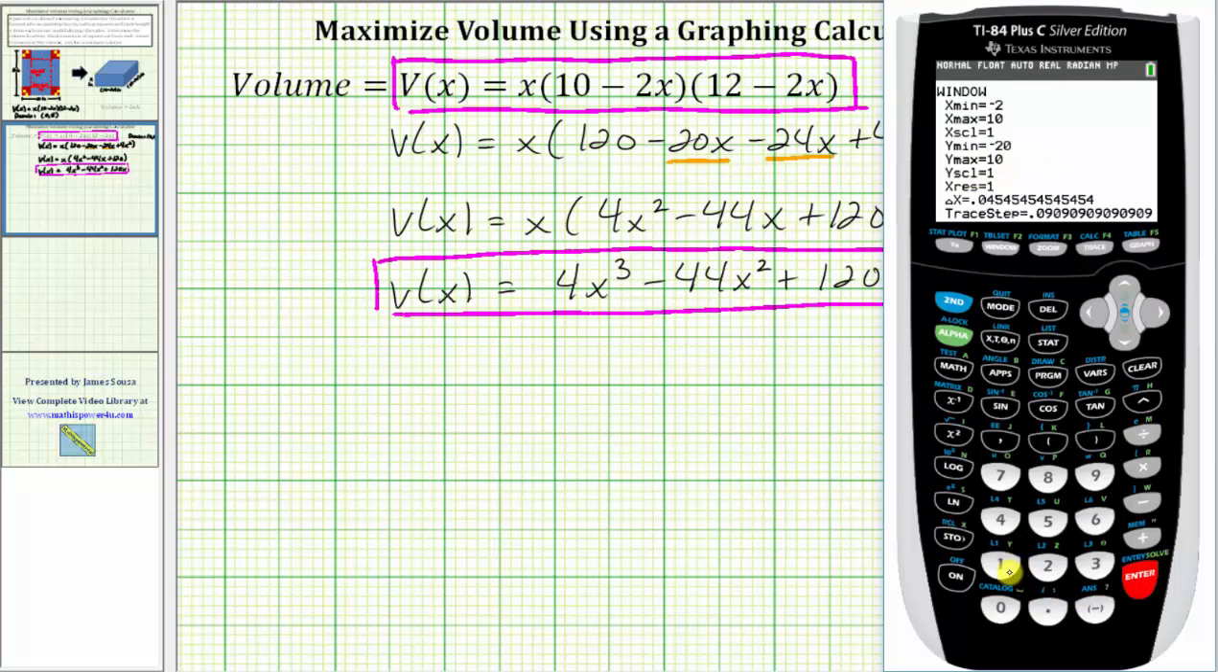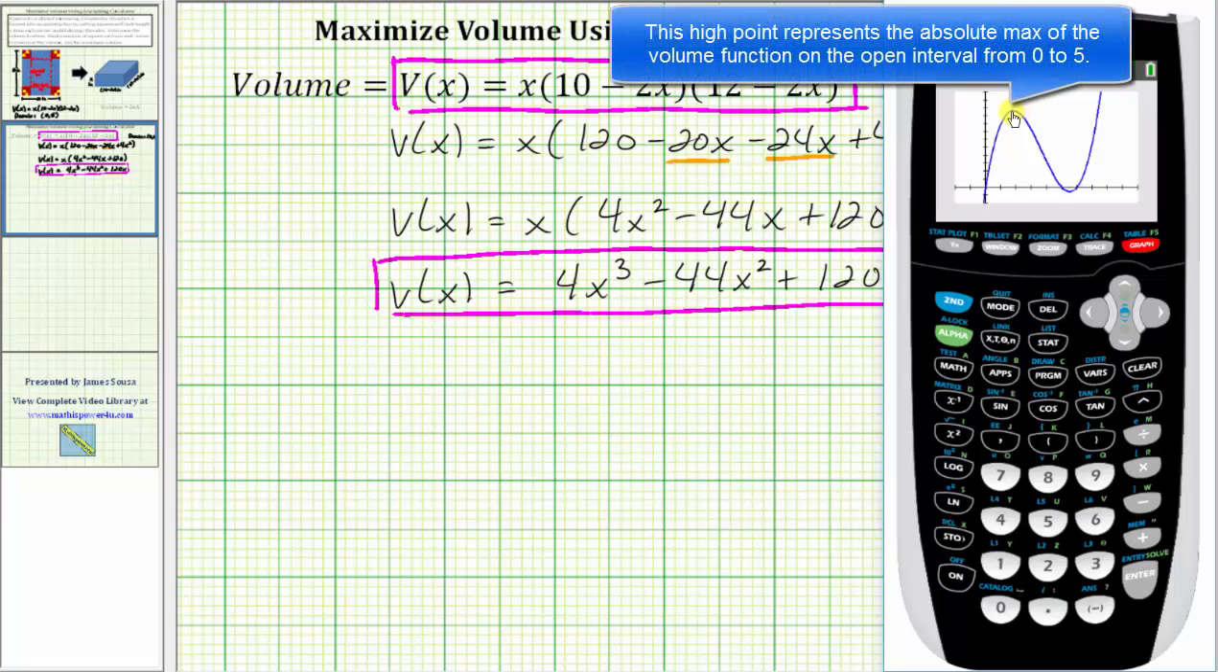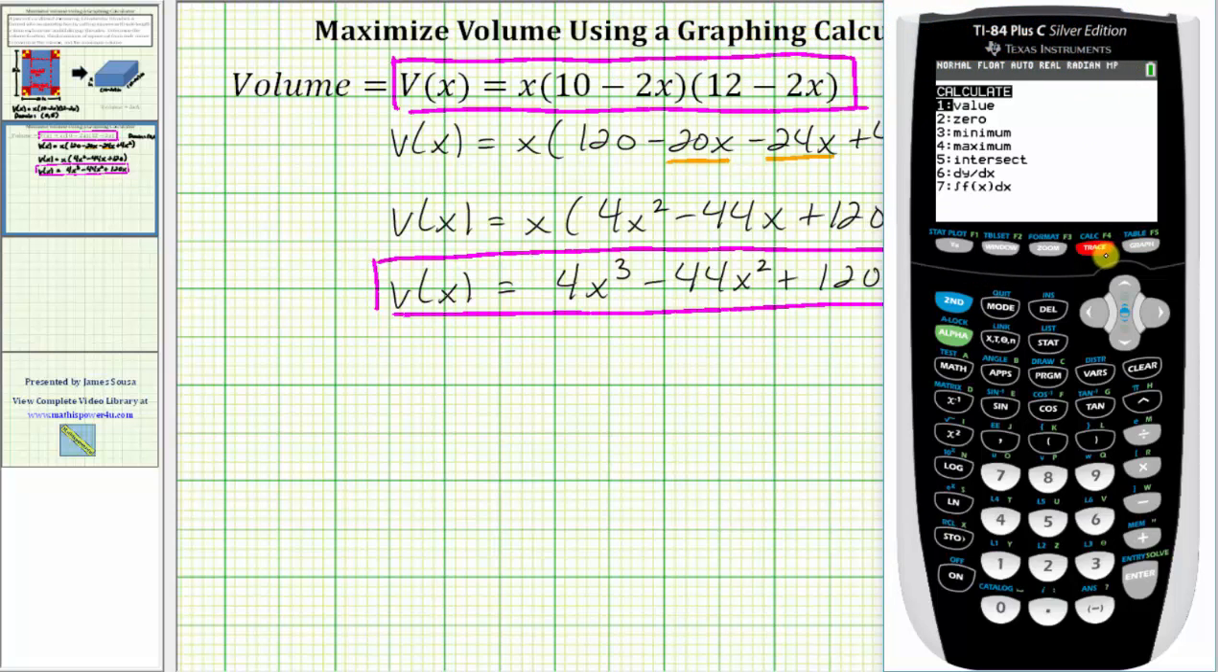and the y max to 120. And let's also change the y scale to 10. And now let's press graph and see what we have. We may have to come back and adjust the window more. This window looks much better. We're looking for this high point here, which will give us the dimensions of the square as well as the maximum volume. Because this is a high point, we will use the maximum feature of the calculator to determine the coordinates of this point. We press second trace for the calculation menu and then number 4 for maximum.